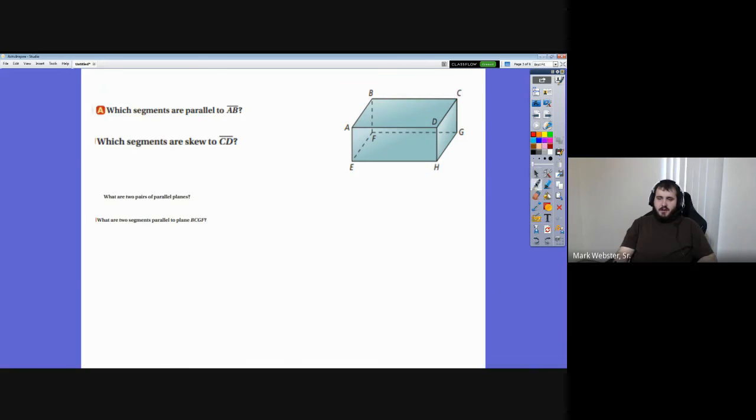So let's look at the next one. It's asking, what are two pairs of parallel planes? Well, you've got your choice. You've got actually a lot of pairs here, but we're just going to pick two. Look at the top.